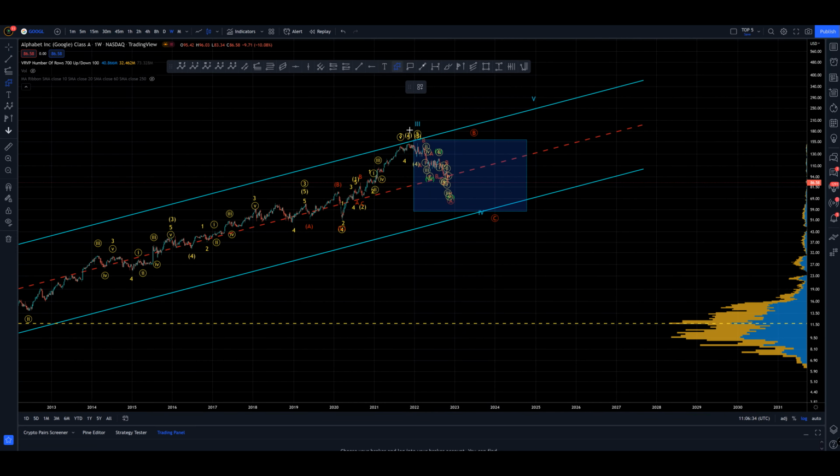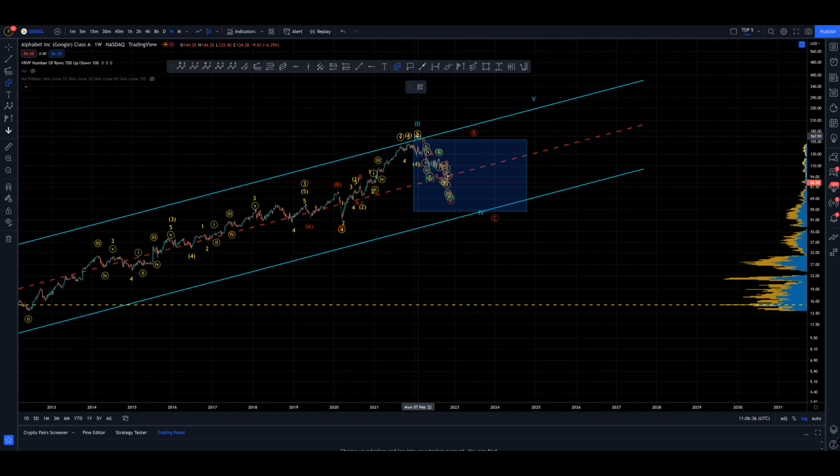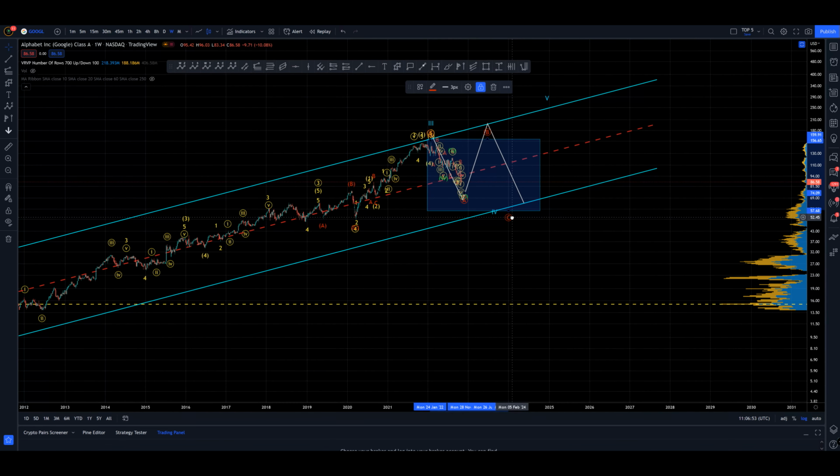You could be looking at a double zigzag into an A, because we've got a double zigzag, right? We could then spend a year or 6 months or longer coming back up into a B to a new high, maybe back testing the trend. Okay, and then we could have a violent impulse down in the C back to the edge here. This takes us out into early 2024.